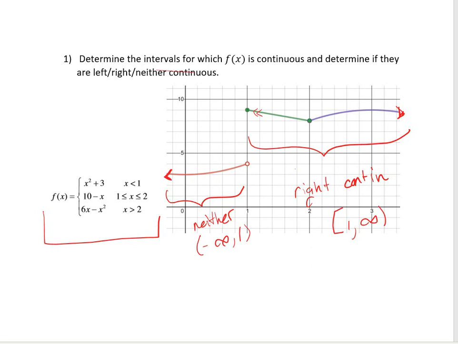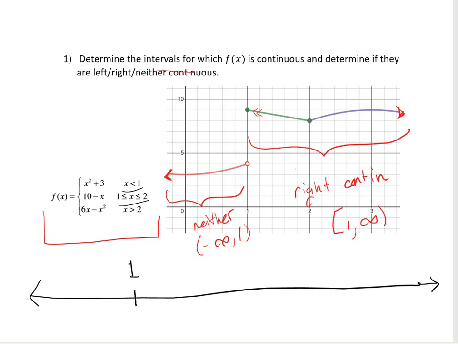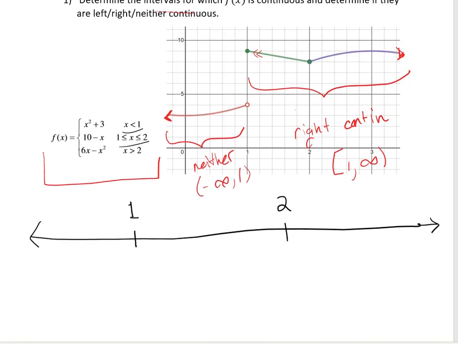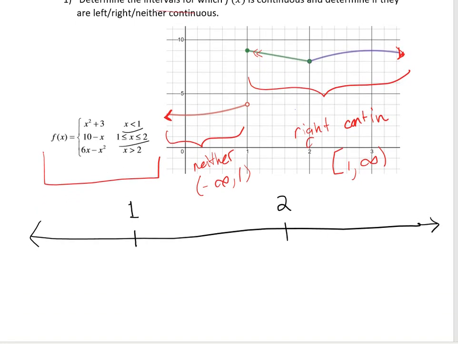Now, let's do this using actual arithmetic and algebra. Here's how I like to do these problems. First off, I like to create a number line, and I like to put these conditions on the number line. So we're going to be looking at 1 and 2. If my value is less than 1, I'm going to be looking at x squared plus 3. If it's between 1 and 2, I'm going to be looking at 10 minus x. And if it's from 2 onward, I'm going to be looking at 6x minus x squared.